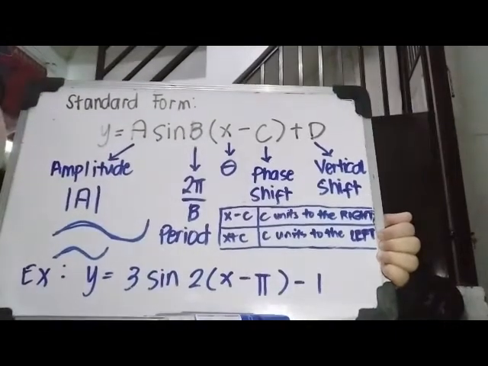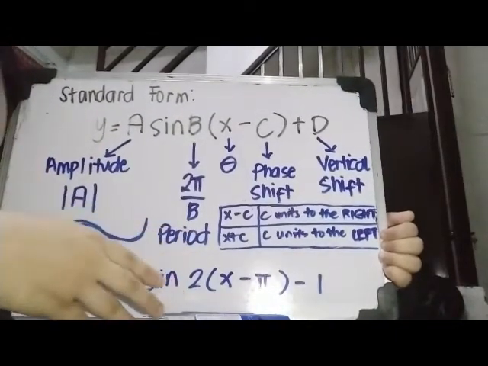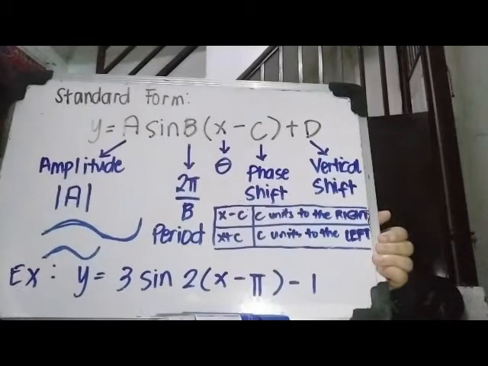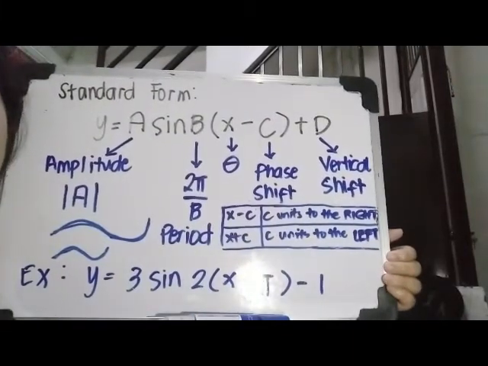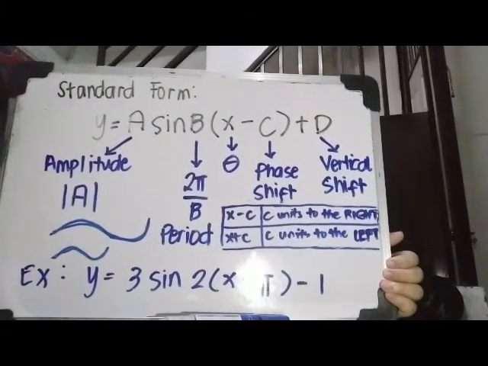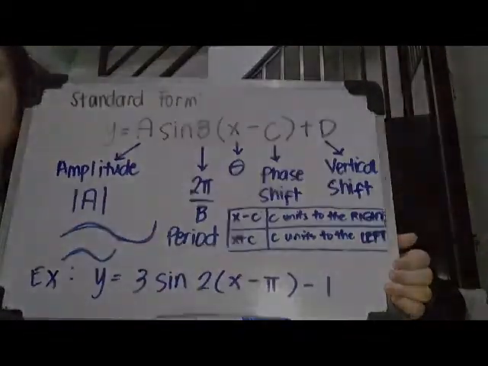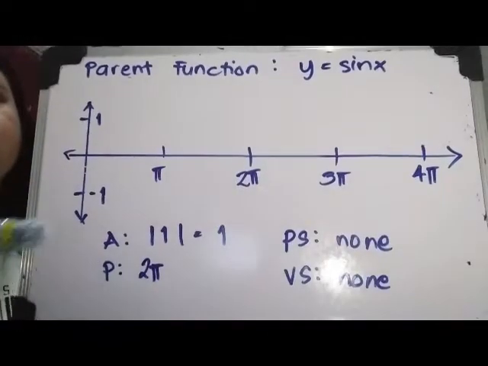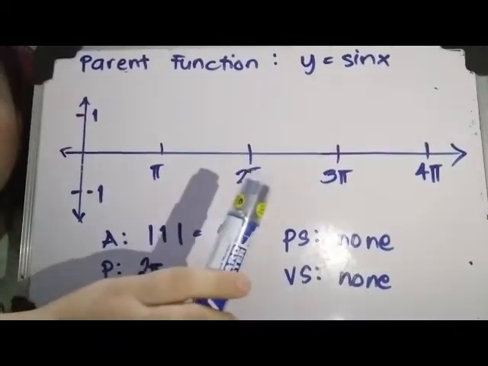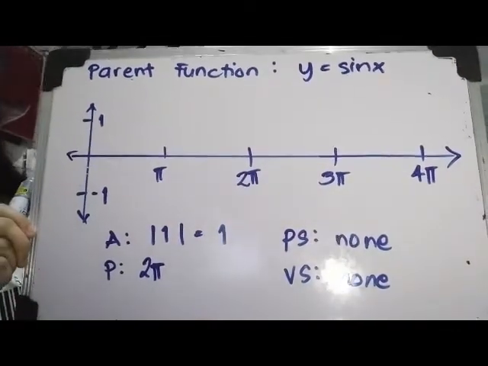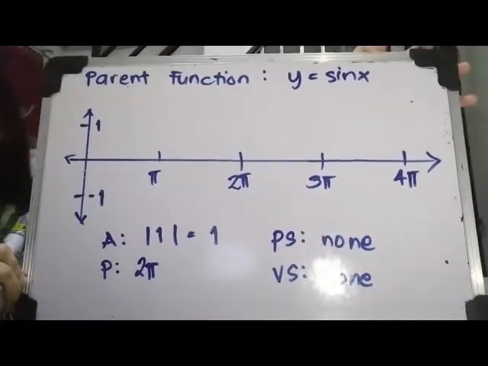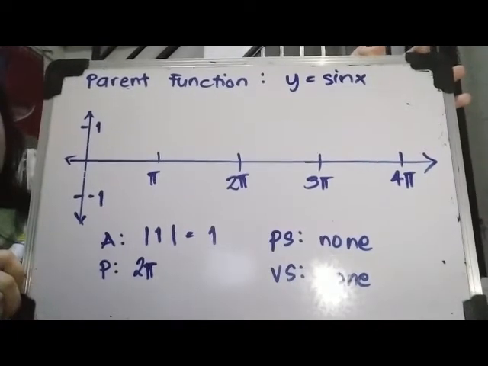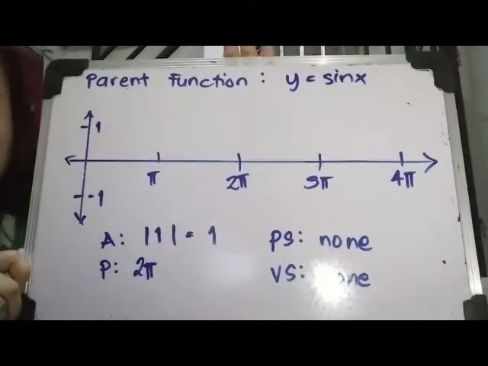So, since we're done discussing these variables, these properties, let's do graphing. Let's start with a sine function. Alright, let's start graphing. First, let's have the parent function of sine. It is y equals sine x. Okay, so this is our parent function.